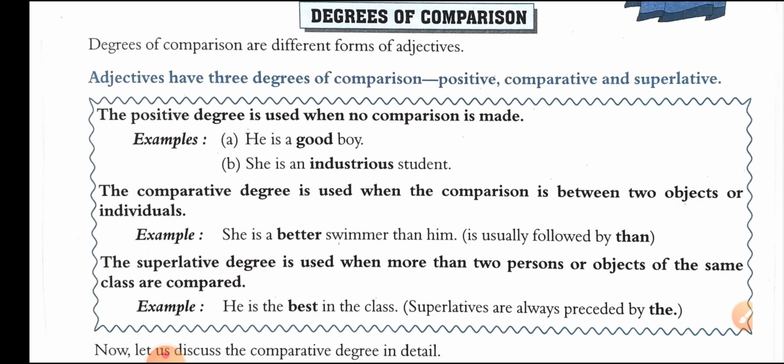Degrees of comparison. What we have read about are 3 degrees, that is positive, comparative and superlative. In positive degree we do not do any comparison, we describe only one person. In comparative degree we compare two things or two persons, and in superlative we compare more than two persons or the objects of the same class, right?